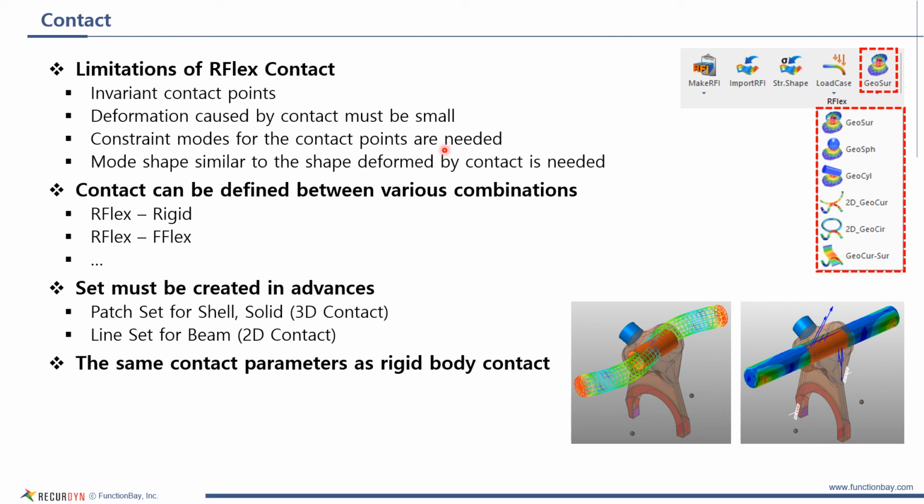You can use contact for RFlex body, but please keep in mind that RFlex contact has some limitations. The contact point must be invariant, and the deformation caused by the contact must be small. In addition, the constraint mode for the contact points needs to be calculated, or the mode shape similar to the shape deformed by contact must be used. Otherwise, the accuracy of the RFlex contact can be low. RFlex contact supports various combinations like an RFlex body and a rigid body, or RFlex body and a full-flex body. Just like a full-flex contact, you need to create the patch set or line set in advance.